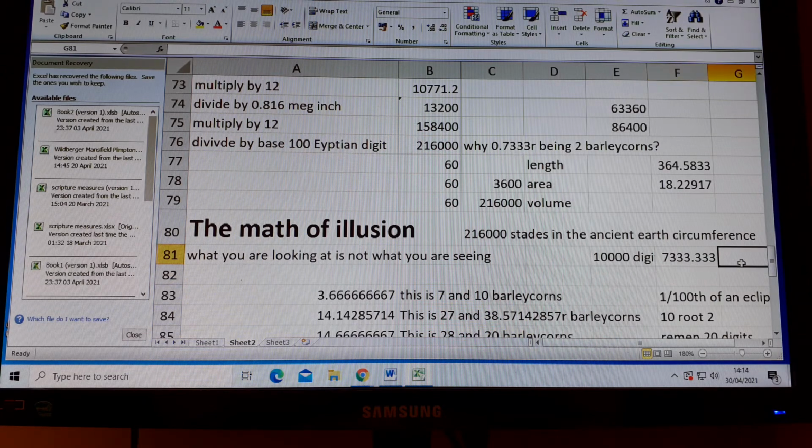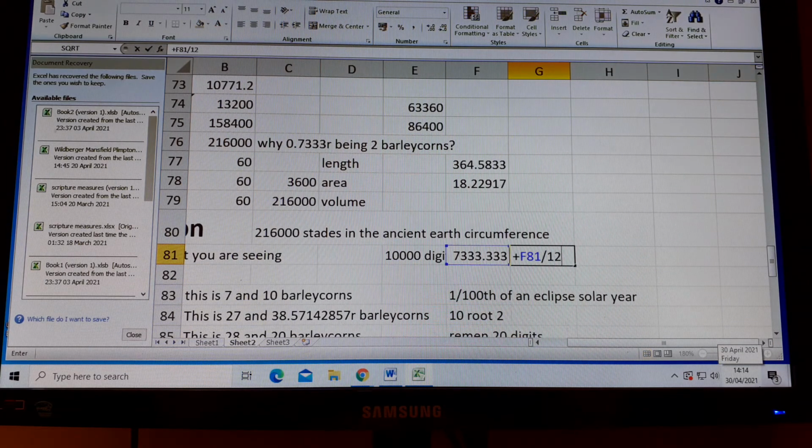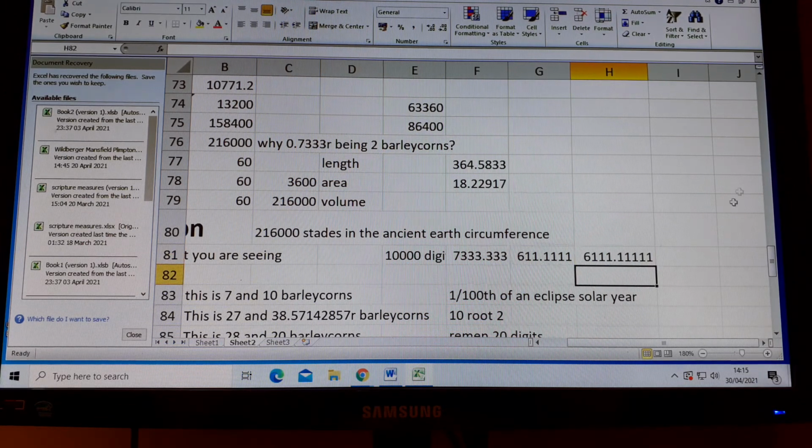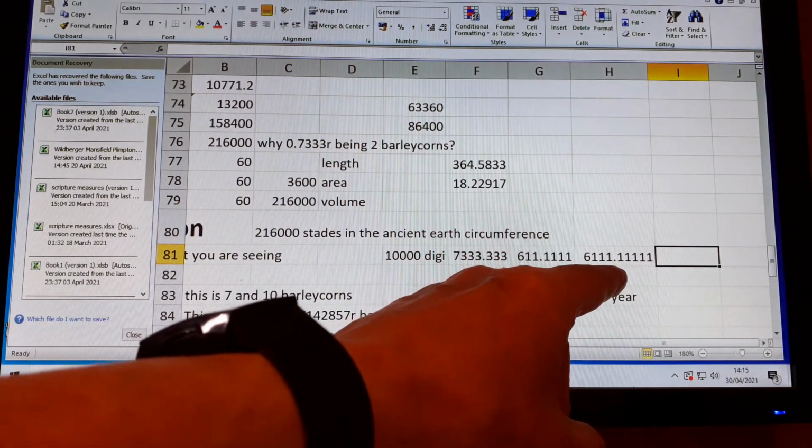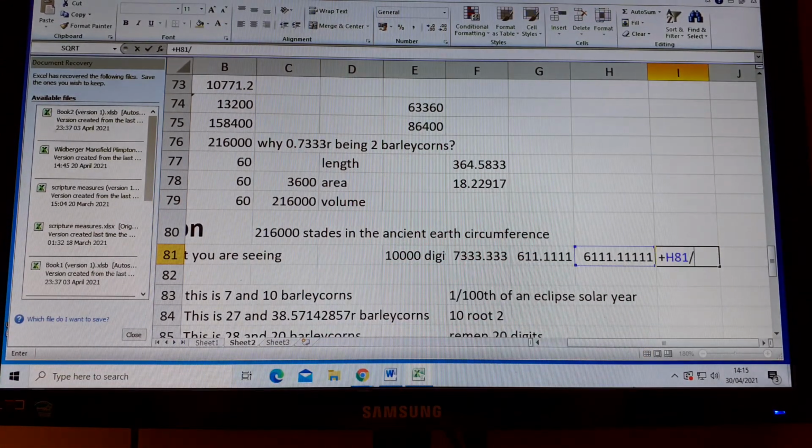Obviously it's that, and we divide it by 12. 611,111 feet. And he tells us that the geodetic mile is the stade times 10. So we multiply that by 10. That's the geodetic mile. And we divide that by 10,000, by 100,000. Right, 1, 2, 3 times 86400, we get 5280. And that's it. That's what it's all about.